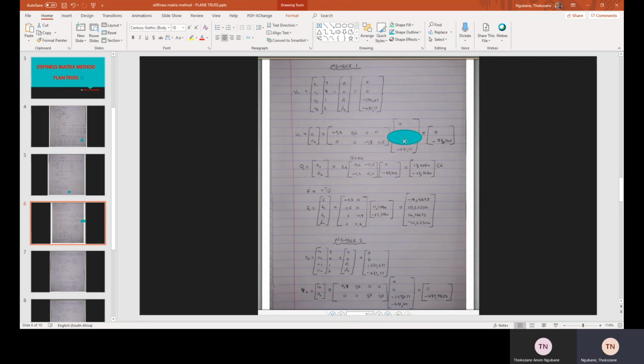This is T and this is V. Okay, we have our cos is minus 0.8, and then our sine is 0.6, 0, 0. This is the formula. Then we multiply our stiffness matrix, we get 0, and our U1 is 0, our U2 is 88, minus 88.542. We use the stiffness matrix to calculate these values here.